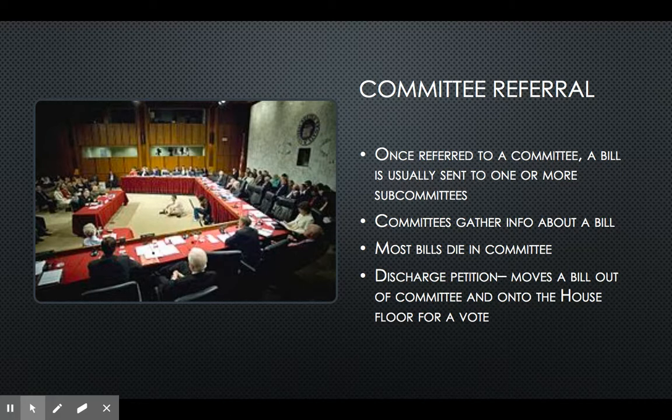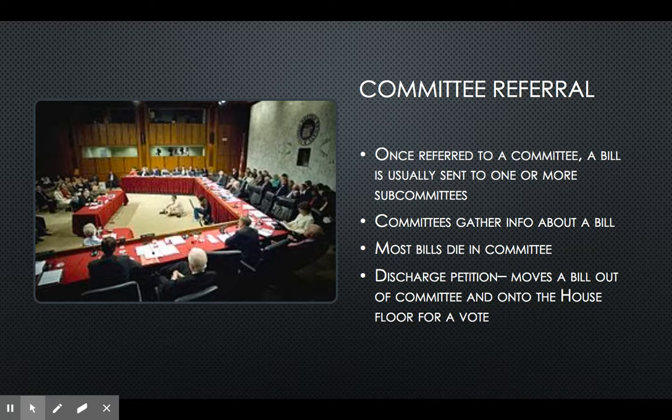So once it gets to committee, it might be referred on to a subcommittee. They'll hold a hearing and gather information about a proposed piece of legislation. From there, it goes on to markup, where they will discuss it and make any kind of changes so that it produces a final draft that can be sent to either the House or the Senate floor for debate and consideration. Now, again, most bills are going to die in committee.